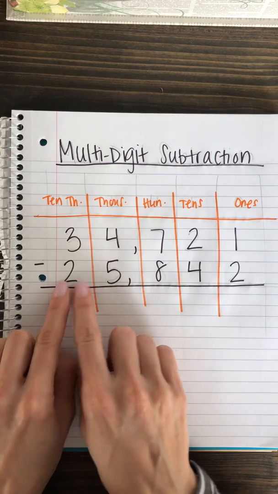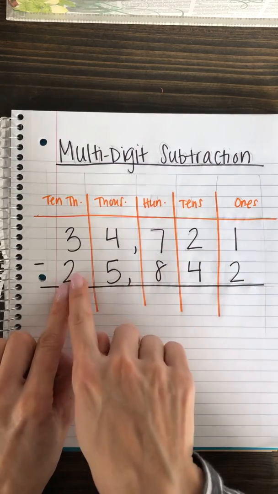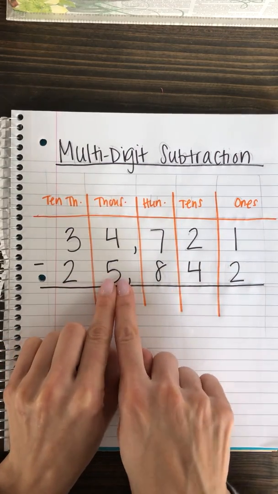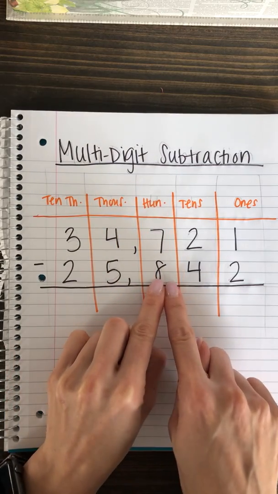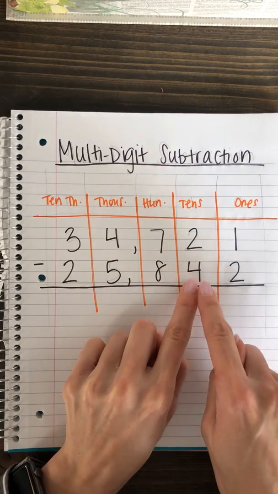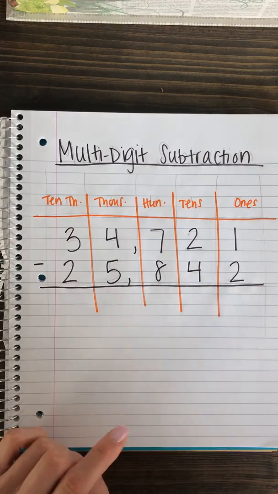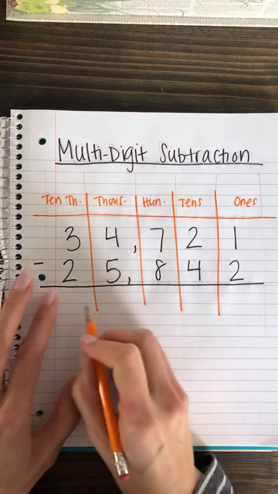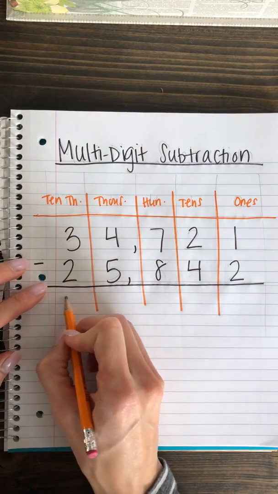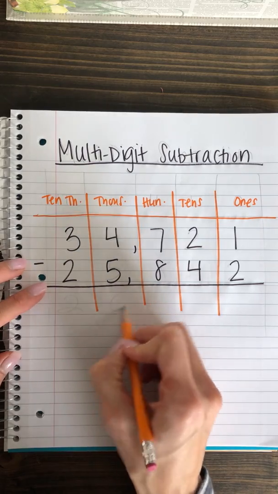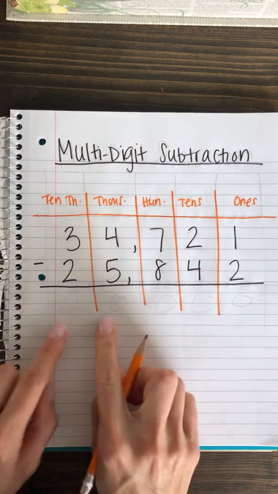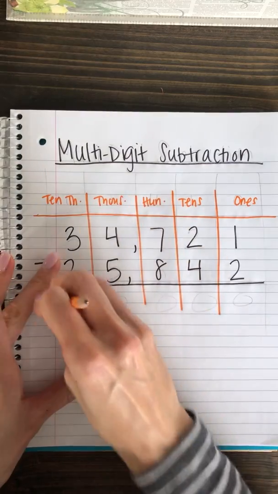Same with down here. This is 20,000, the value of this 2. The value of this 5 is 5,000. The value of this 8 is 800. The value of this 4 is 40. You could think about it, because if you were to write this number down here, this 2, it'd be 2, 0, 0, 0, 0. See, 20,000, okay?